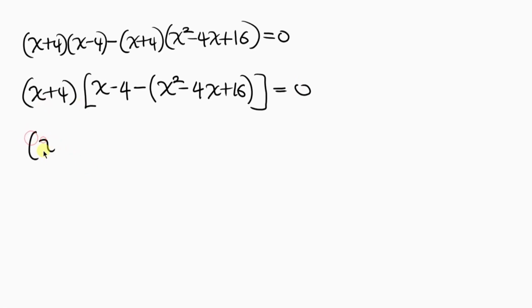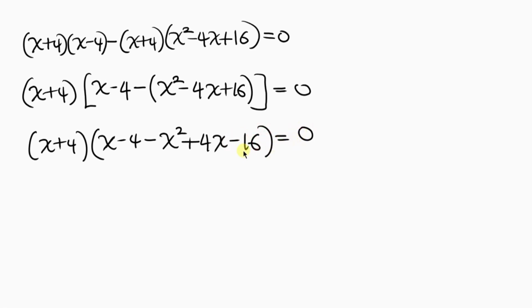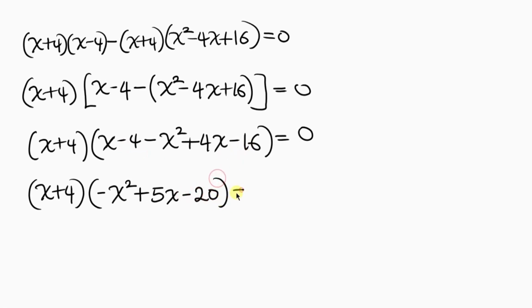Now simplifying further, we have x plus 4 times, this is x minus 4. Now we use this negative to open up the bracket. So this negative times x squared, we have negative x squared. Negative times negative becomes positive 4x. And then negative times positive becomes negative 16. And this is equal to 0. Now simplify what we have inside of this bracket. So we have x plus 4 times, this is negative x squared. Now x plus 4x is plus 5x. And then negative 4, negative 16 is negative 20. And this is equal to 0.